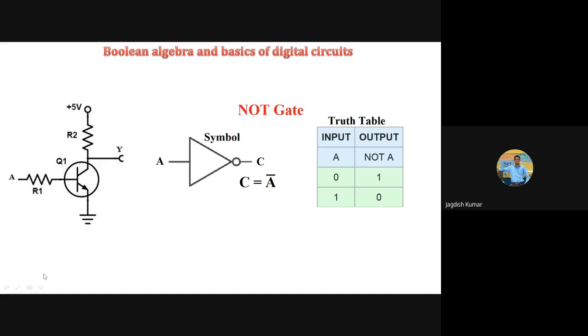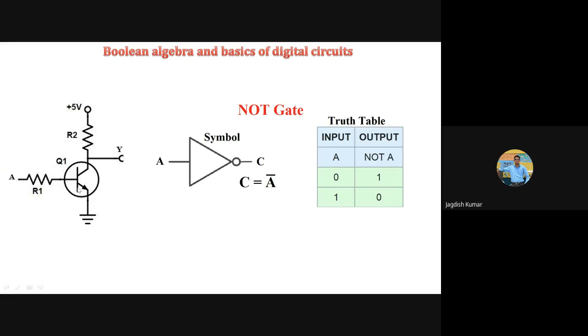How does this circuit operate? I hope you have studied the operation of a transistor as a switch. This is what you can call the common emitter configuration of a transistor. This is the emitter, this is the base, this is the collector. The collector is at high voltage, say +5 volts. Let us say A here is low, that is 0. What will happen? Our base emitter junction is not biased.